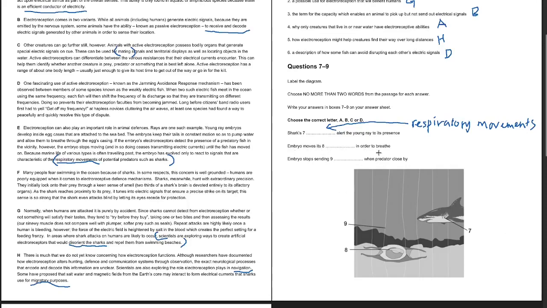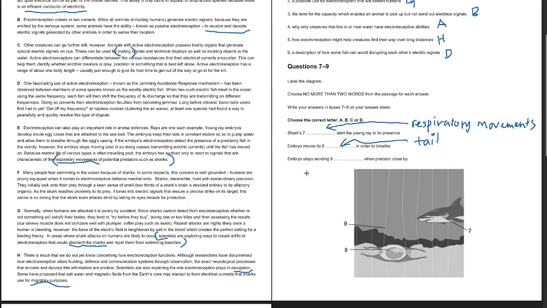Embryos move its what in order to breathe? Right, so I think it's in the same paragraph. So I think it's, yeah, here. The embryos keep their tails in constant motion so as to pump water and allow them to breathe through the egg casing. So they move their tails. So embryo moves its tail. Okay, because there's only one embryo here. You need to take note of the singular and plural form. So this one would be its tail. So T-A-I-L.